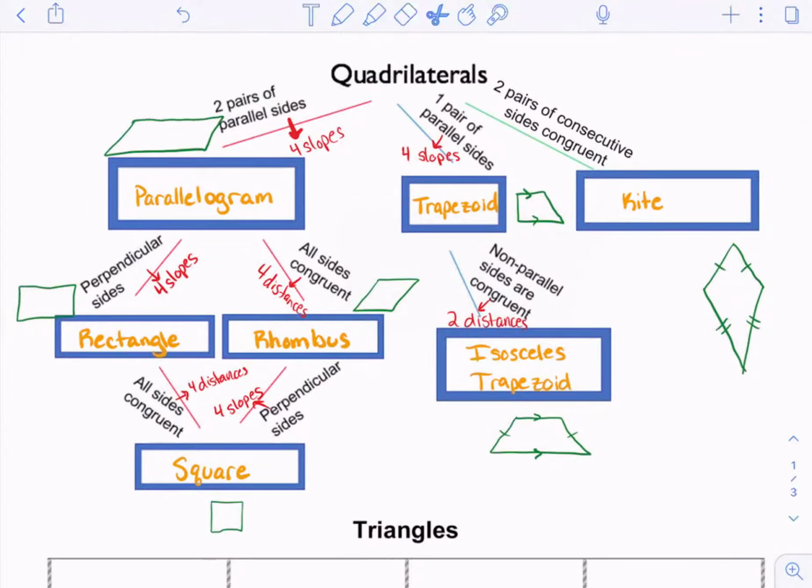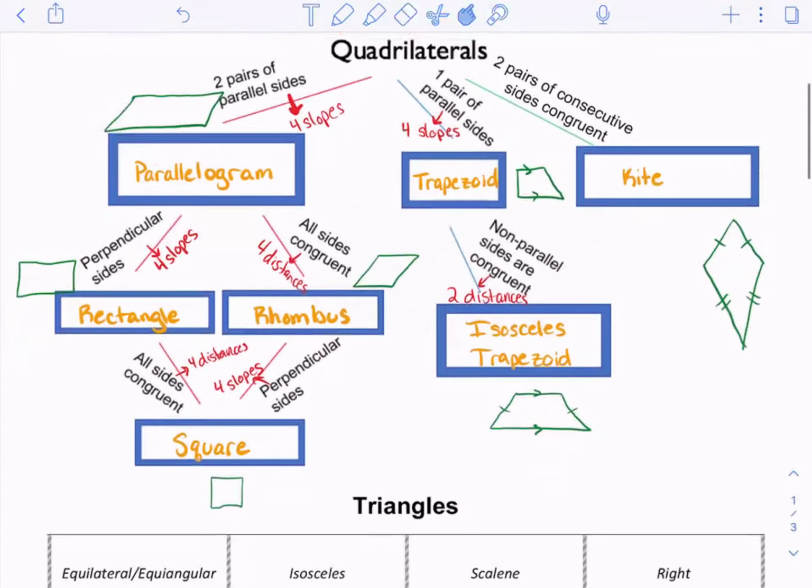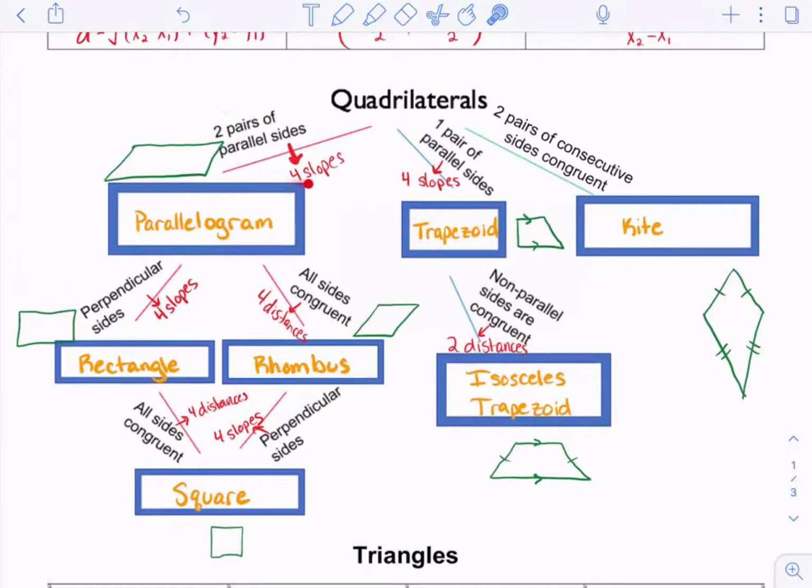To prove that it's a parallelogram, we could do four slopes. Four slopes would be enough to tell us that we have two pairs of parallel sides. Four slopes could also tell us that we have a rectangle, because we need perpendicular sides. But if I want to prove it's a rhombus, I need to do four distances to show that all sides are congruent. But if I want to show it's a square, I have to do the four slopes and the four distances. I have to do both to prove that it's a rectangle and a rhombus.